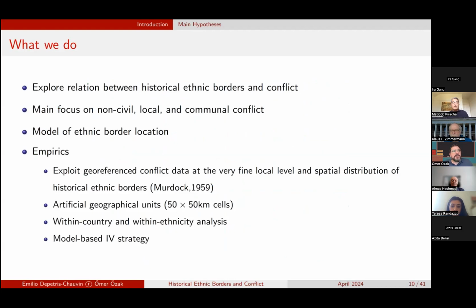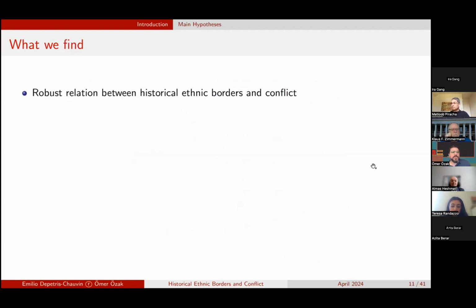Then, of course, we're going to try to convince you that what we're finding is not simply a correlation, that there's really something causal there. So we're going to use a model-based IV strategy to try to overcome, especially, the problem of measurement error that we have in this setting. And then we're going to try to understand some of the mechanisms that we propose.